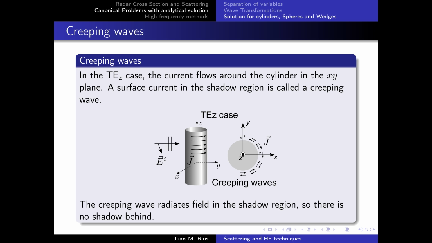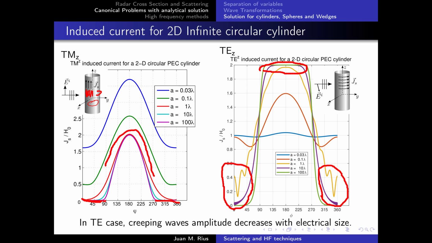So we have radiation here. This current produces some radiation. So as it radiates, it loses power, and the current has less power as it radiates, so the amplitude of the current becomes smaller and smaller. That is what we can see, for example, here for the 1 lambda case or the 10 lambda case. We can see that the current decreases because it is radiating, and it decreases as it radiates.